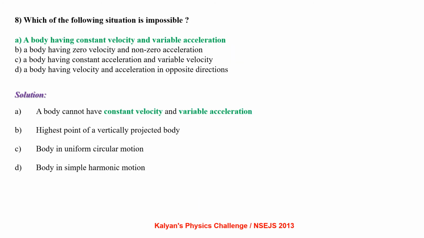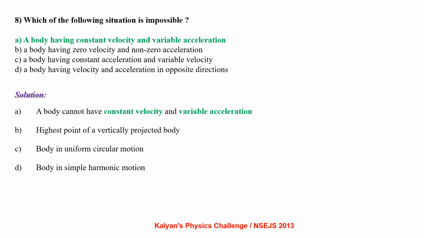Which of the following situations is impossible? A body having constant velocity and variable acceleration. A body having zero velocity and non-zero acceleration. A body having constant acceleration and variable velocity. A body having velocity and acceleration in opposite directions. Statement A is not possible, that is, a body cannot have constant velocity and variable acceleration.